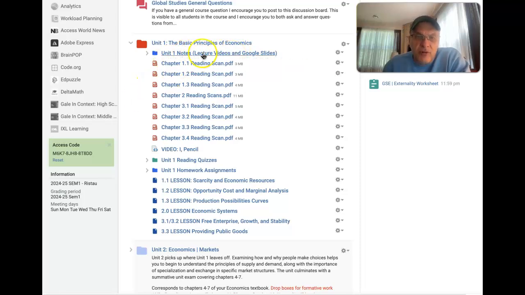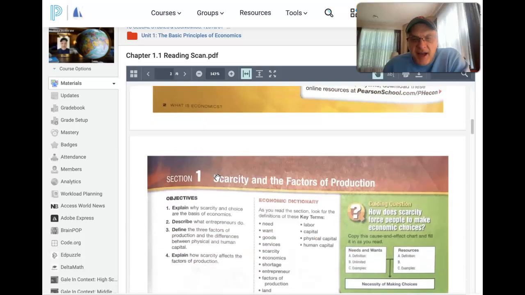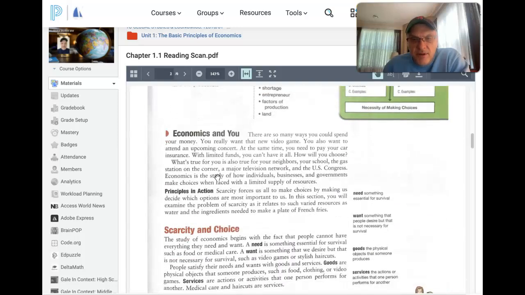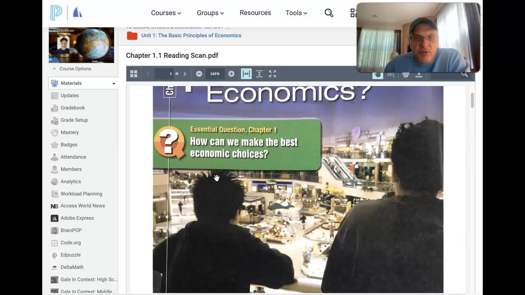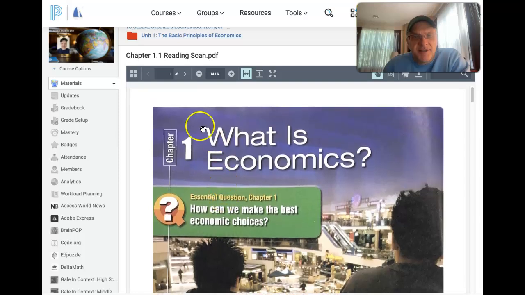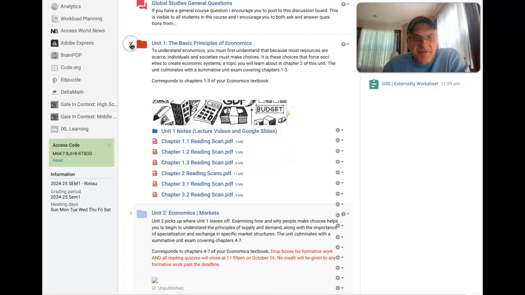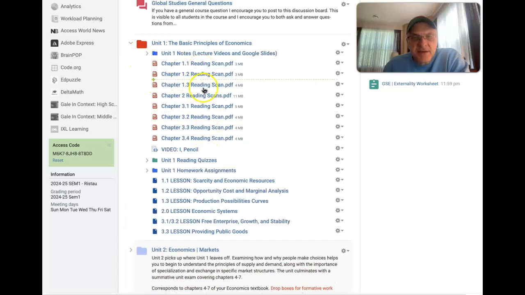There's going to be a lecture note or lecture video folder. You'll notice these PDF scans. This is your textbook here. When you open this up, you'll see a scanned copy of your textbook. So when I say textbook reading chapter 1, section 1, or chapter 2, section 1, this is what I'm referring to. These PDF sections act as your textbook right now.